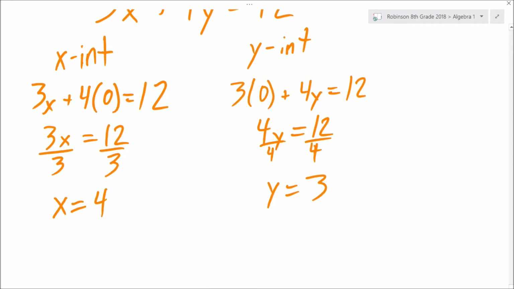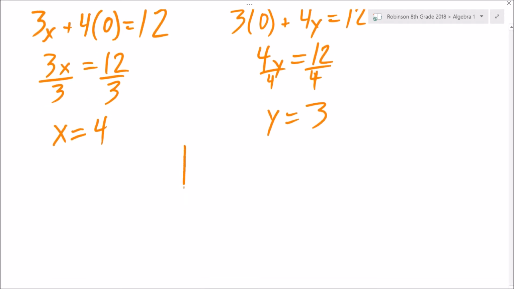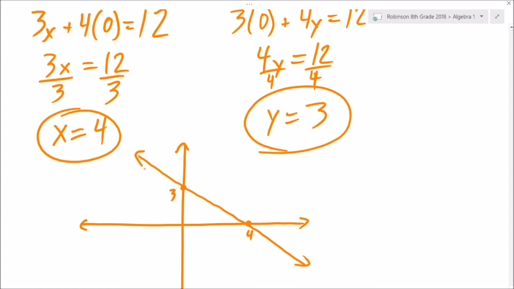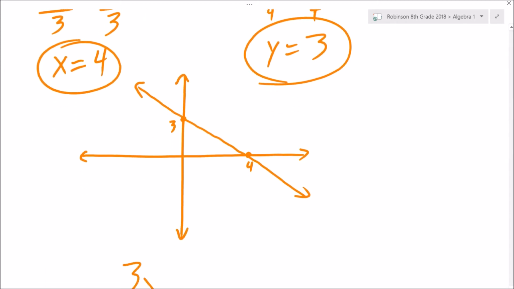This is what we can do with those. If I have my graph, I can find x equals 4, which would be about right here, and plot a point there. I can find y equals 3, which would be about right here, and plot a point there. Then I can draw my line between those 2 points, and this is the graph of that equation. This is the graph of 3x plus 4y equals 12. Okay?